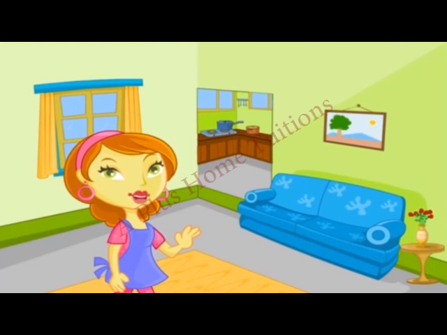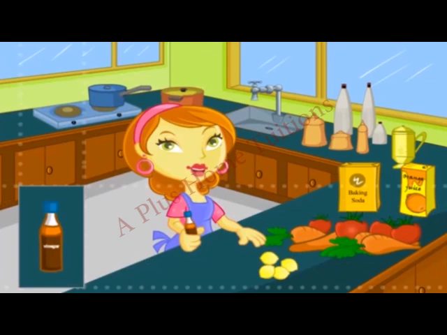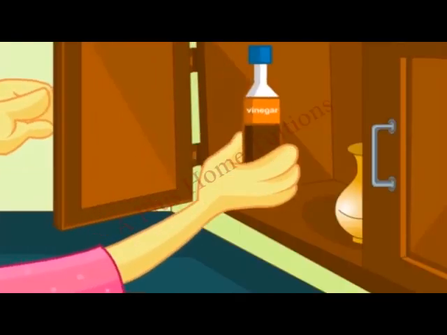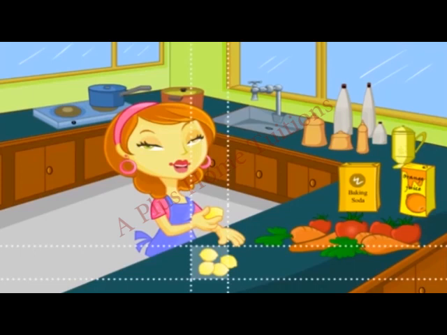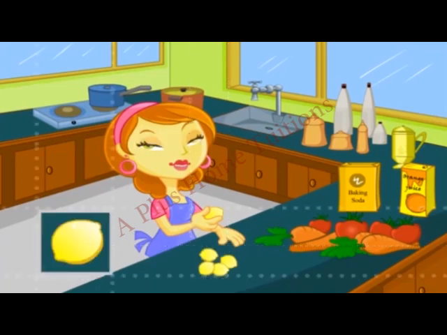I'm Susie, a stay-at-home mom. Welcome to my home. Let me take you on a little tour of the house. Did you know that vinegar is an acid? In fact, the chemical name for vinegar is acetic acid. Lemons contain citric acid. However, all ingredients found in the kitchen are not necessarily acids.